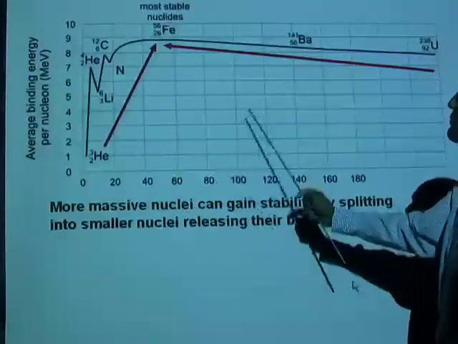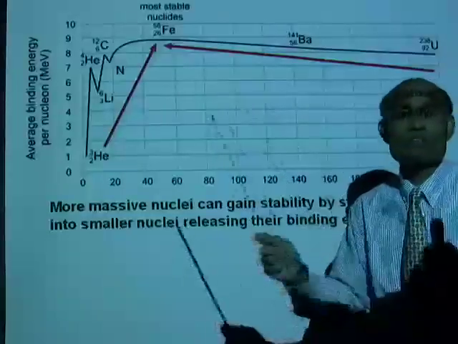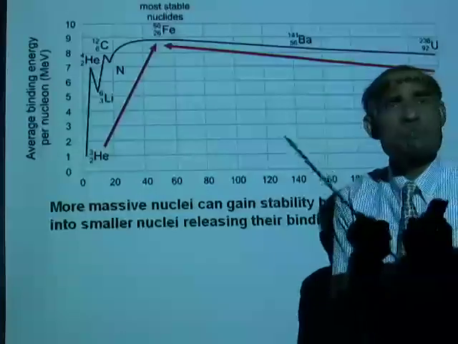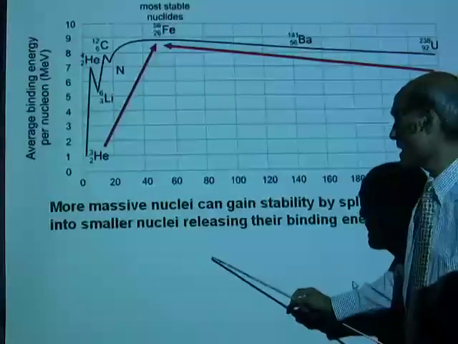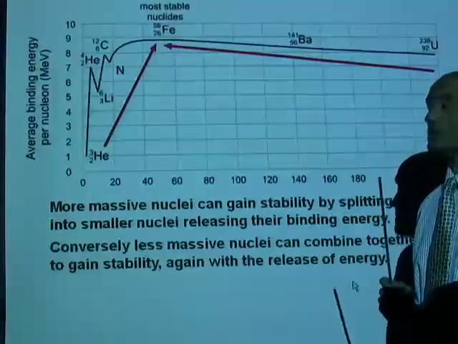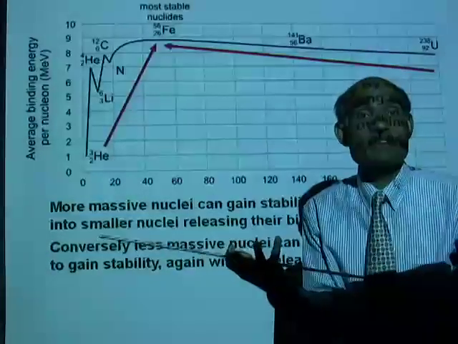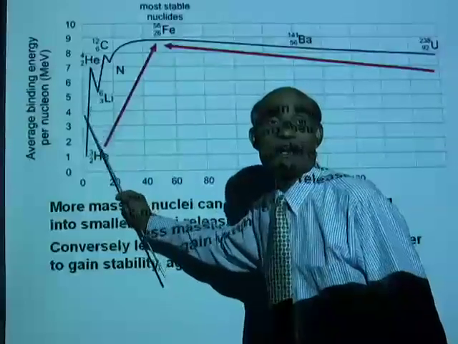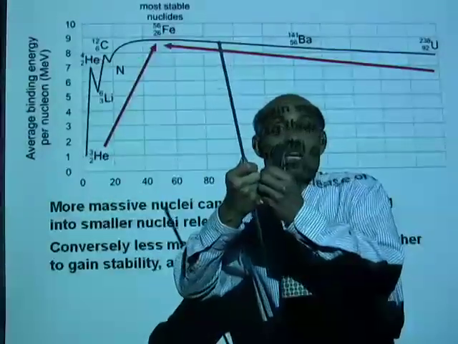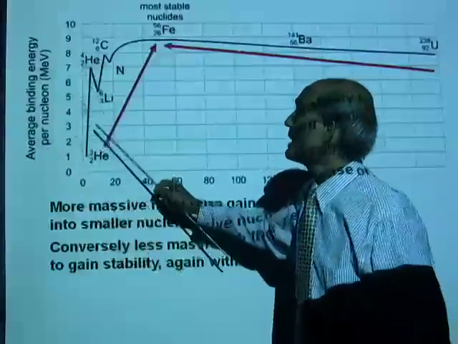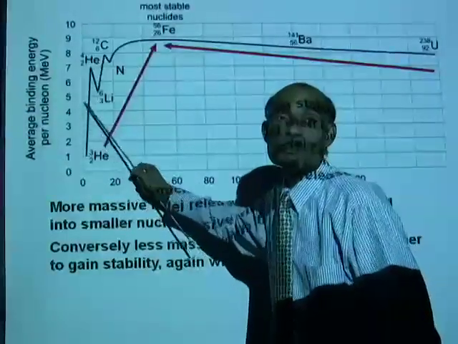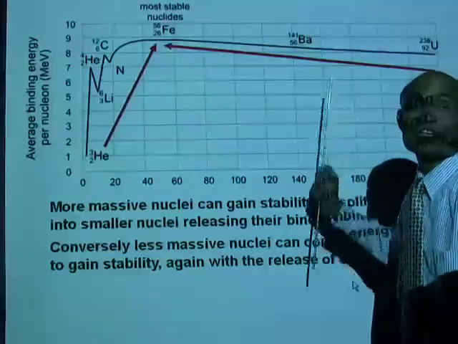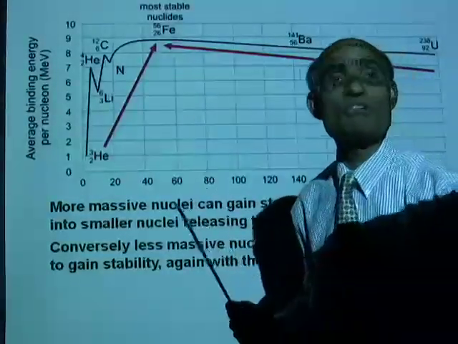Now, a more massive nucleus can gain stability. Nuclei in this region can gain stability by splitting into smaller nuclei, releasing their binding energy. Now, a converse effect can also happen. Small nuclei here can combine, releasing their energy, and that will be the process of nuclear fusion. And when splitting occurs, that is the process of nuclear fission.